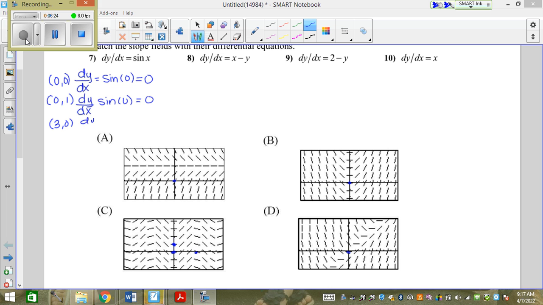So I go dy over dx, sine of 3. Type it in, sine of 3. We get a positive? Yeah. So which one is it going to be? B. Now, guys, we get positive. Is it in degree or radian mode? Which one is it supposed to be? Radian.